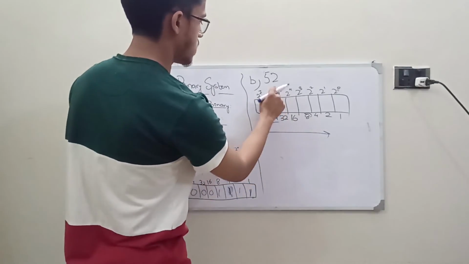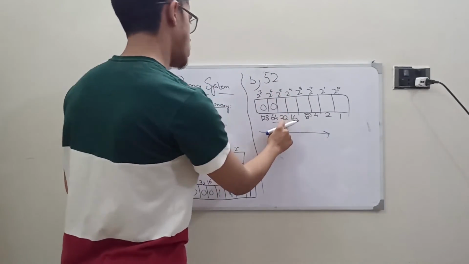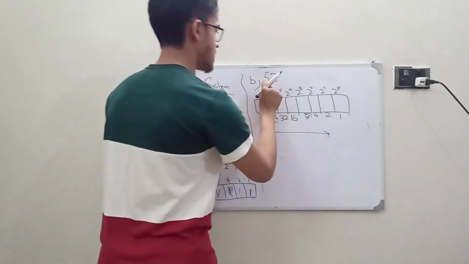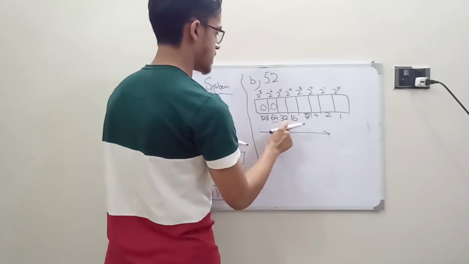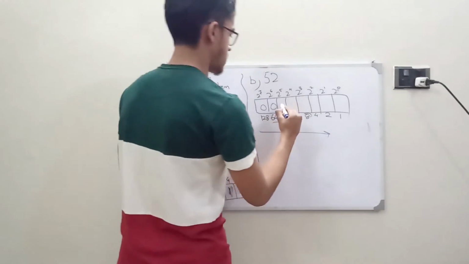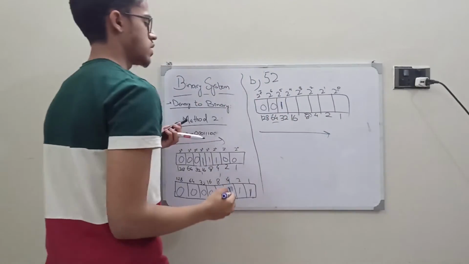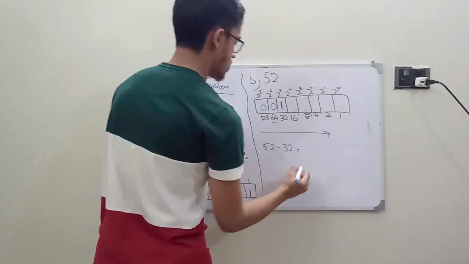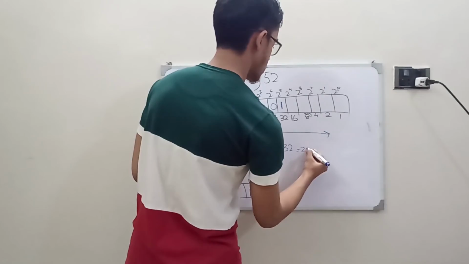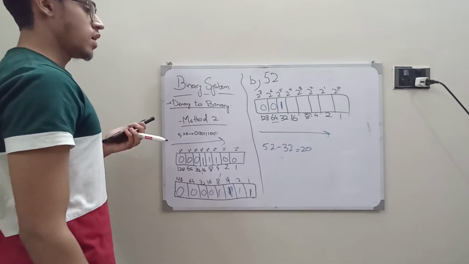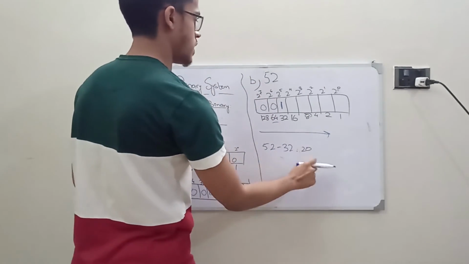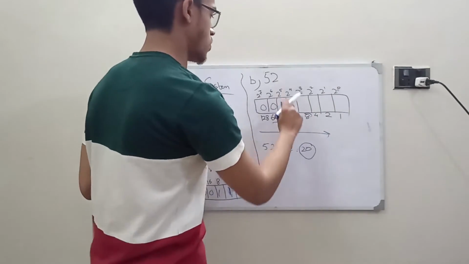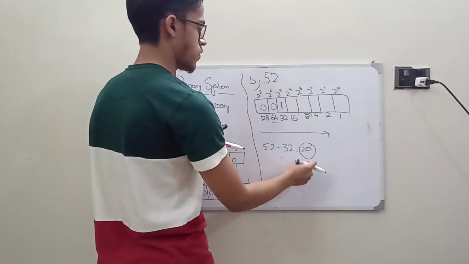And next, if you compare 52 with 32, as you can see, 32 is less than 52, which means we need to add this number in our final answer. So we will place 1 here, and if we subtract 32 from 52, it becomes 20. The next step, we will compare this 20 and not this 52. We will compare this 20 with the next number, not 52. You need to be very careful with it.